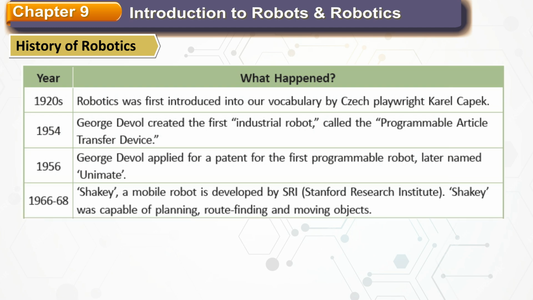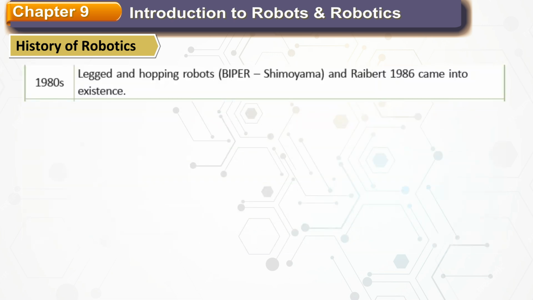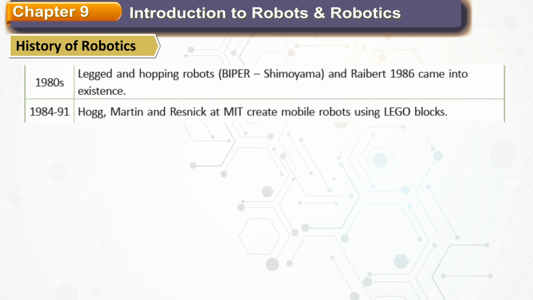1966-68. Shakey, a mobile robot, is developed by SRI, Stanford Research Institute. Shakey was capable of planning, route finding, and moving objects. 1979. SCARA, Selective Compliant Articulated Robot for Assembly, introduced in Japan and the US by Adept Technologies. 1980s. Legged and hopping robots, Biper, Shimoyama, and Rebirth 1986 came into existence.